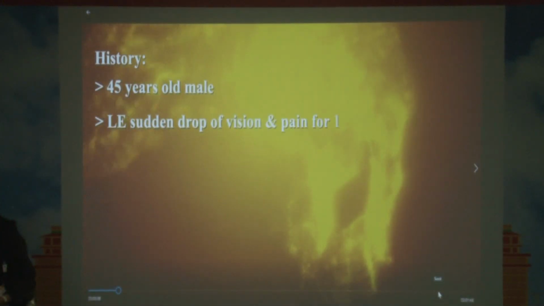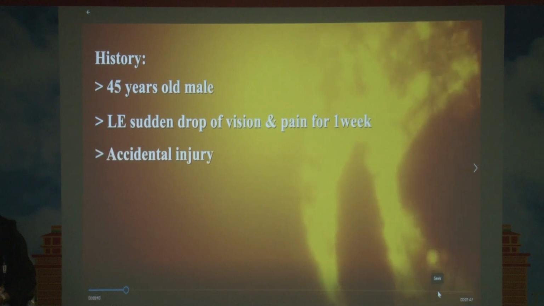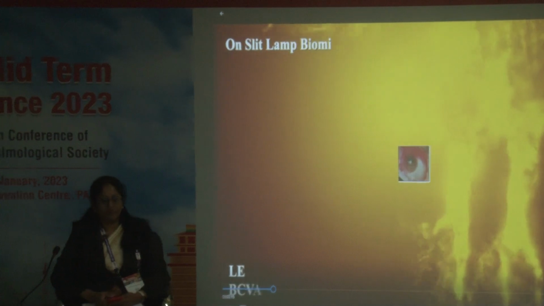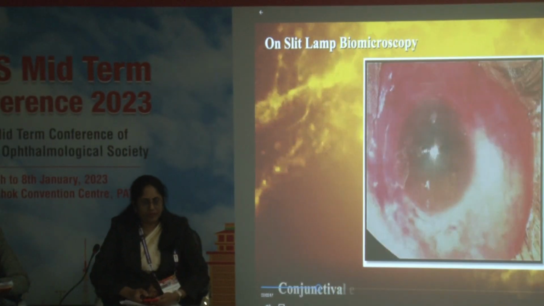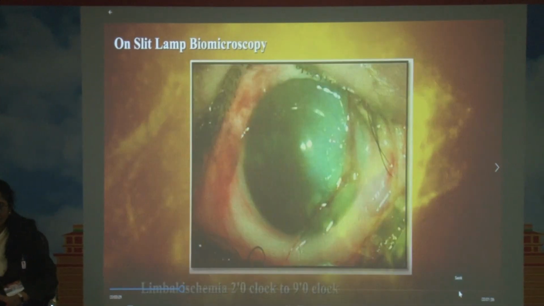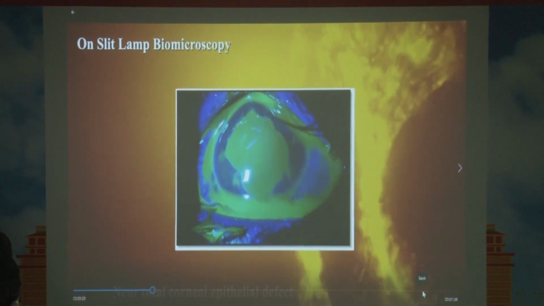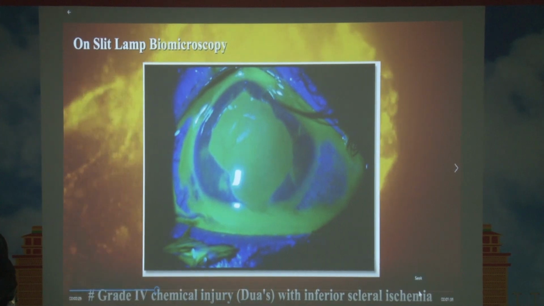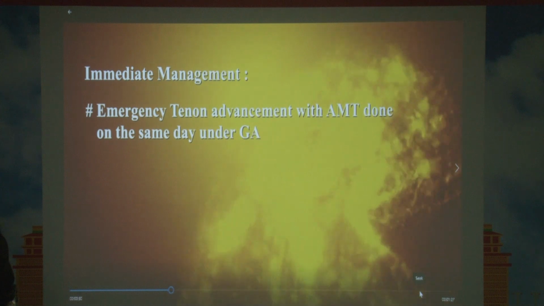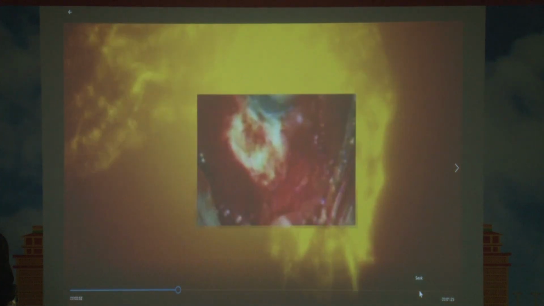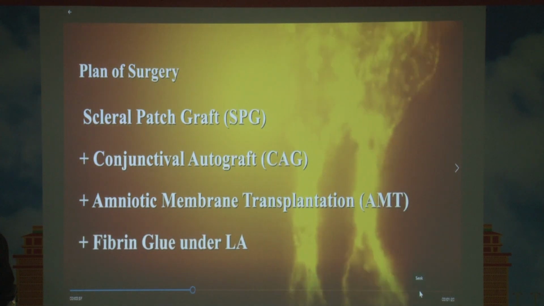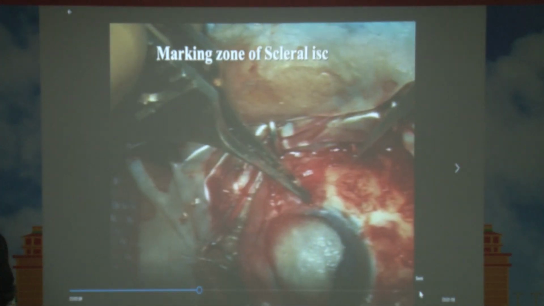A 45-year-old male complained of sudden drop of vision following a molten metal injury while working in a factory. On clinical examination, left eye vision was 6/60 with a conjunctival epithelial defect. Limbal ischemia involving 2 to 6 hours, near total corneal epithelial defect, and as a whole it was grade 4 Dua's chemical injury. Our initial management was emergency Tenon advancement and AMT on the same day. But in spite of all this, things did not go well. Now the real game started. So what out of the box are we planning?